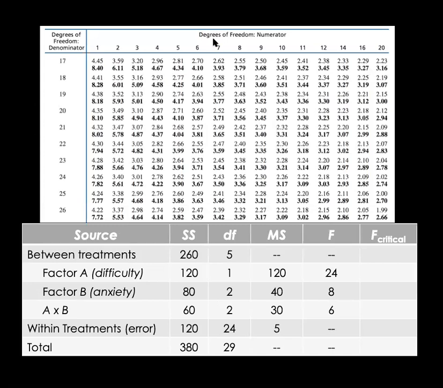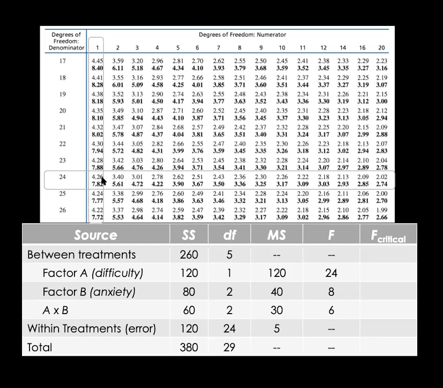So looking at our table, remember we're going to need 2 values. We're going to need the degrees of freedom for the numerator, and then along the side here, degrees of freedom for the denominator. Oh, I'm sorry. Yeah, degrees of freedom for the denominator is going to be 24. That's coming from this value right here, the within treatments degrees of freedom. And then factor A, the numerator degrees of freedom is 1. And so our F critical is 4.26.